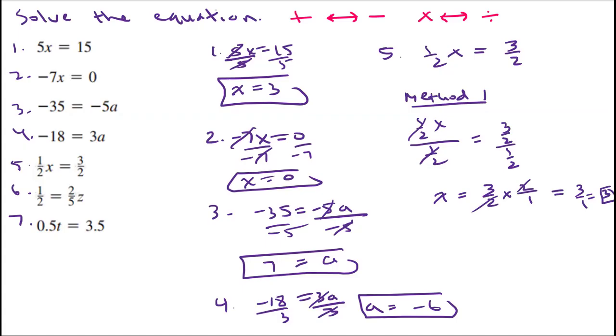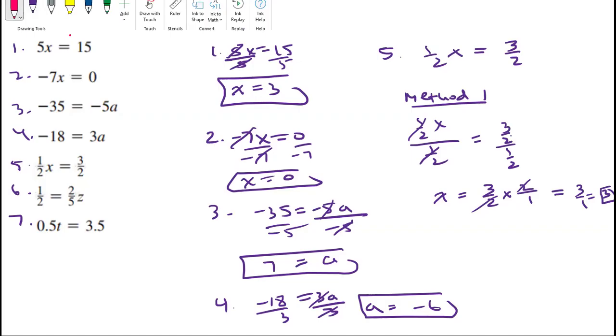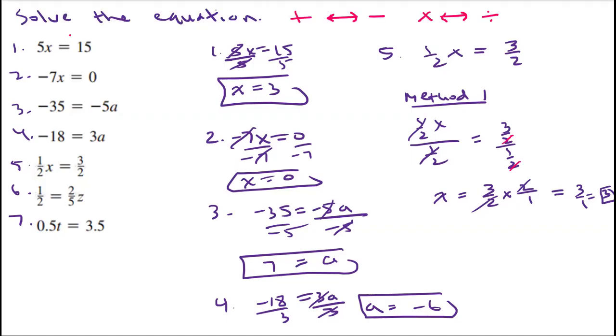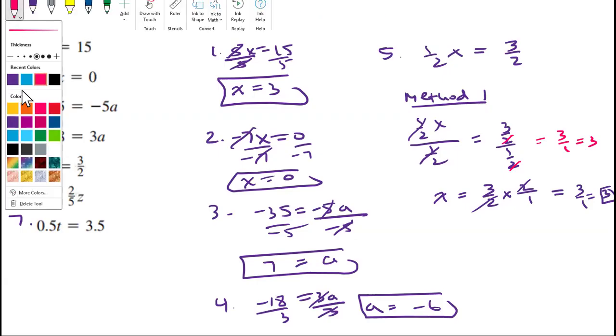Or again, I can just take out the 2's here. These are both in the denominator. I can just take those out, and that'll leave me 3 over 2. I'm sorry, 3 over 1, which is 3. So that's one way to do it. Another way to do it is multiplying by the reciprocal. So let's do this method too.